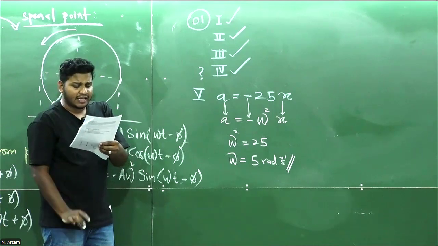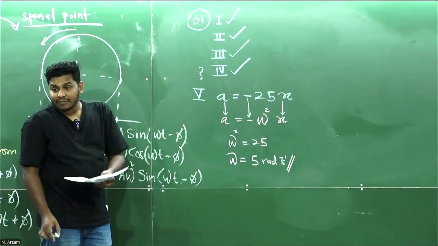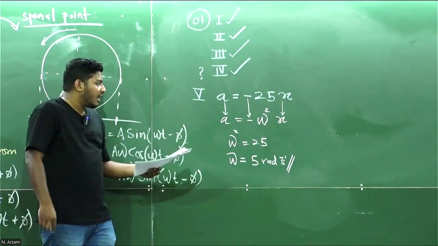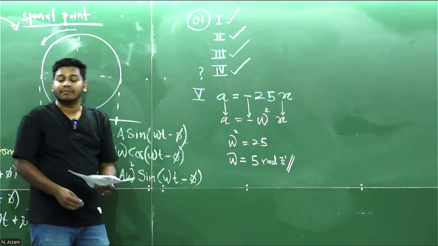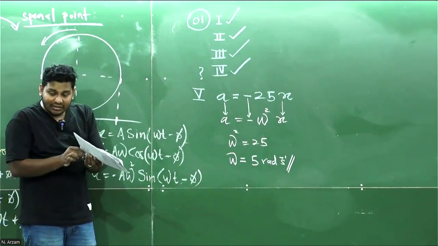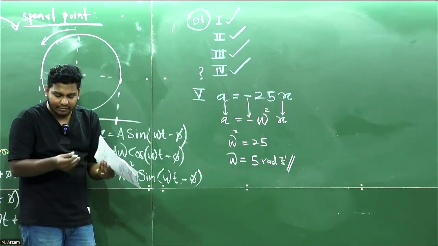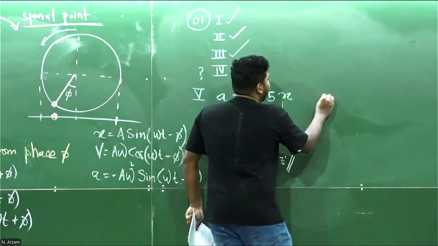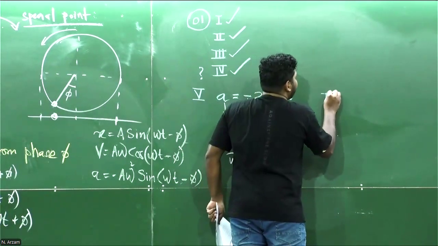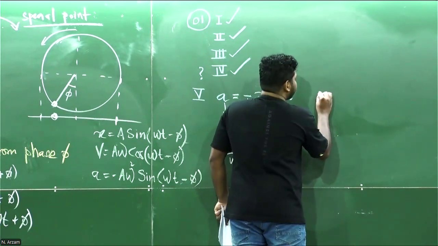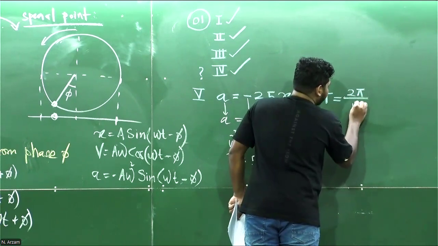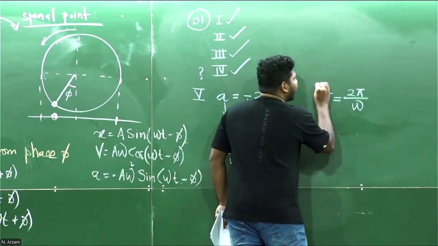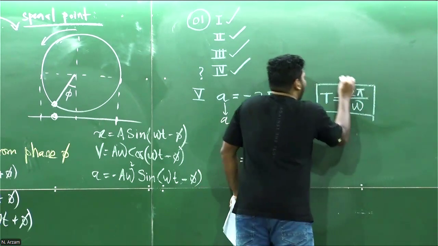What they are asking here is to find the periodic time. Guys, look at this one. If we know omega, how do we find the periodic time? There is an equation here: T is equal to 2π over omega.